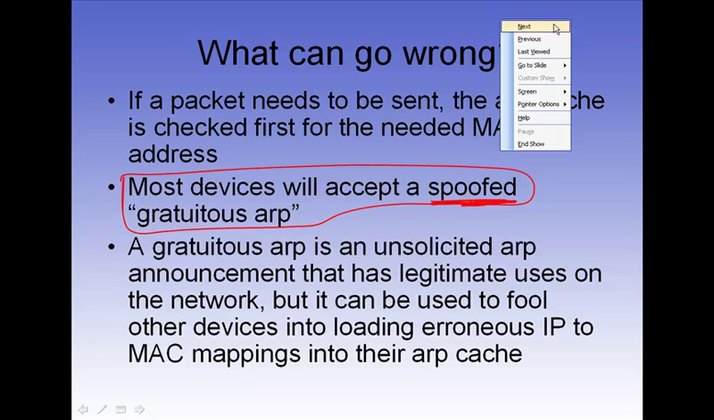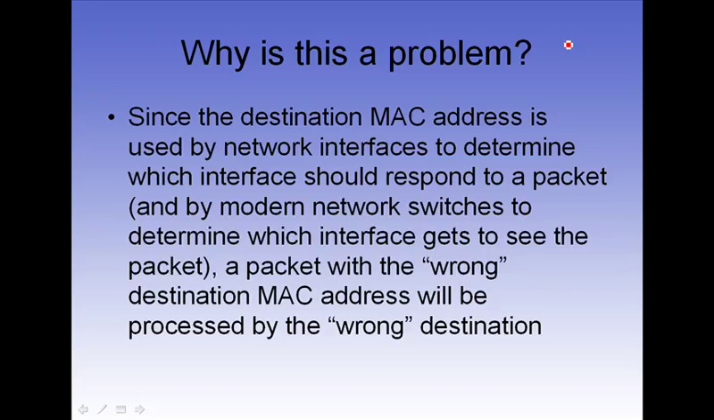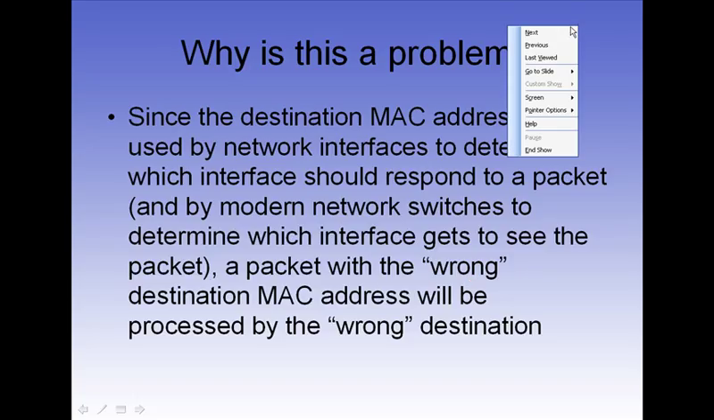And we'll see what the implications of this is. So why is this a problem? Since the destination MAC address is used by the network interfaces to determine which interface should respond to a packet, and it's also used by modern network switches to determine which interface gets to see the packet, a packet with the wrong destination MAC address will be processed by the wrong destination. And I've got some drawings here to show you why this is a problem.